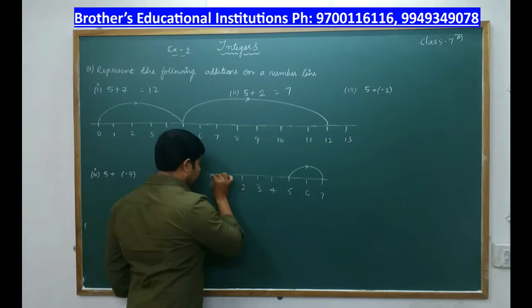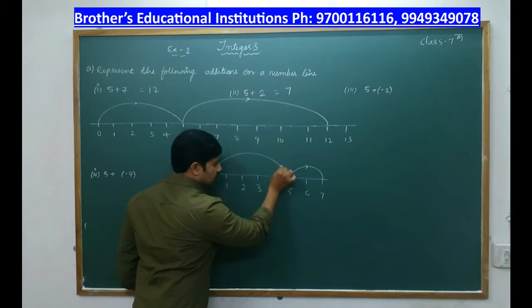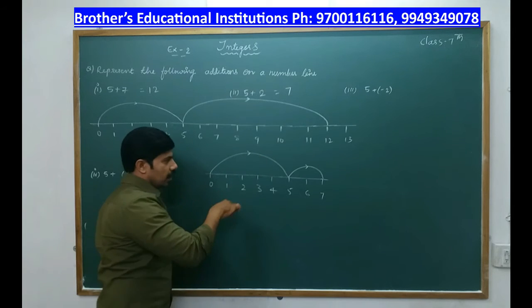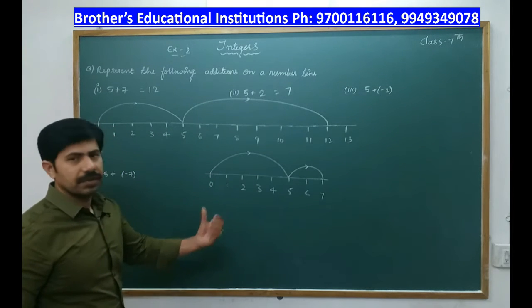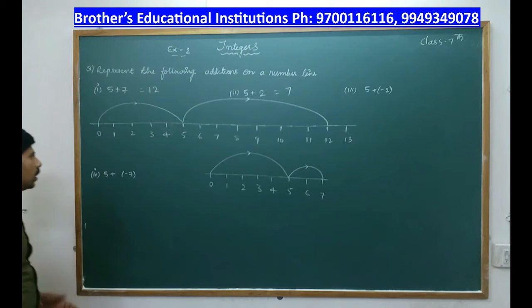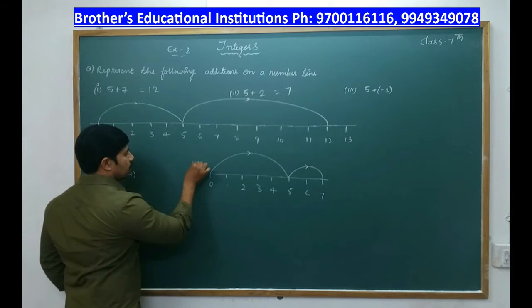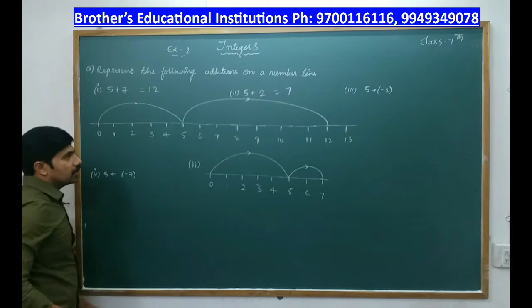So we are starting with 5. So always take from the origin, 0. So 0 to 5 and 5 to 7. So 5 plus 2 is 7, right? That is over. Now we have the third one. So this is the second one and this is the first one, and now the third one.